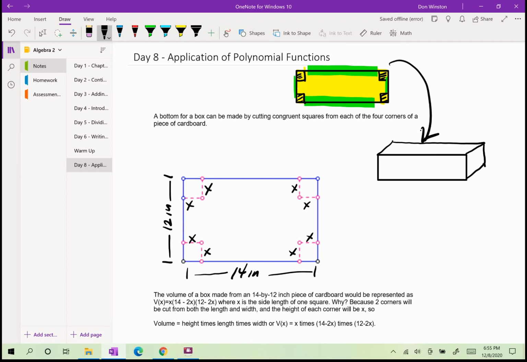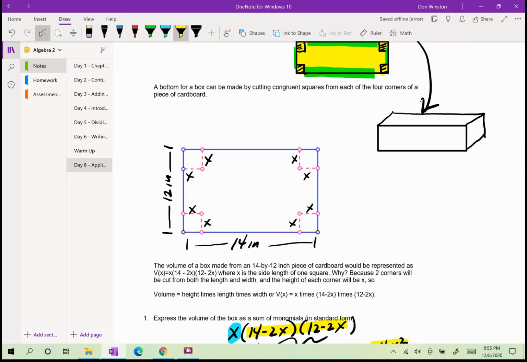So here we go. A bottom for a box can be made by cutting congruent squares from each of the 4 corners of a piece of cardboard. So what we're going to do is cut out 4 corners, and we don't know what the side length is. We'll just call it x. So there's one corner, another corner, another corner, and another corner. We just don't know the dimensions, but we'll call it x. So we'll cut out those 4 corners.